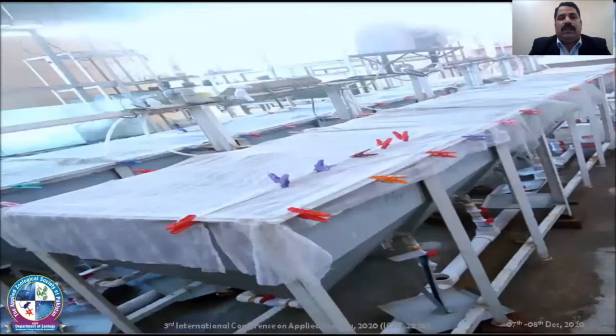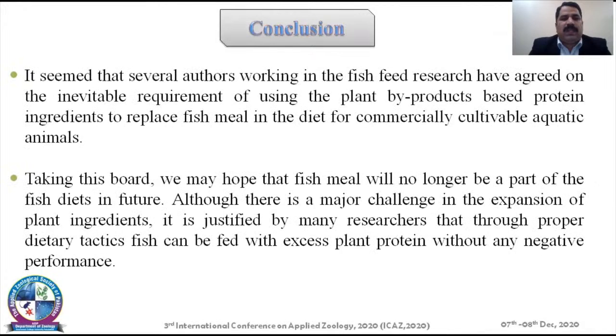And at the last, it seems that several authors working in fish feed research have agreed on the inevitable requirement of using plant byproducts based protein ingredients to replace fish meal in the diet for commercially cultivable aquatic animals.